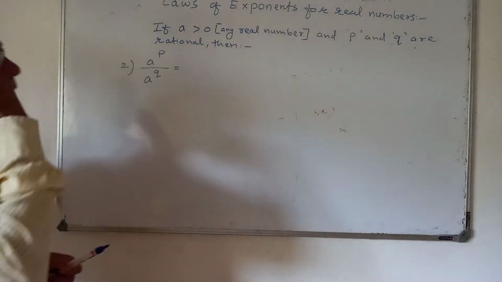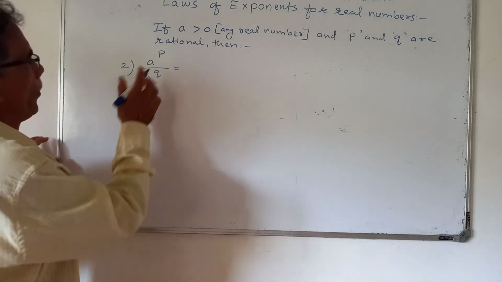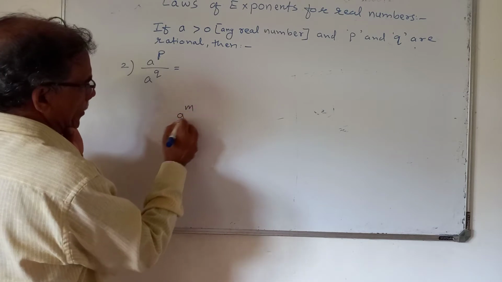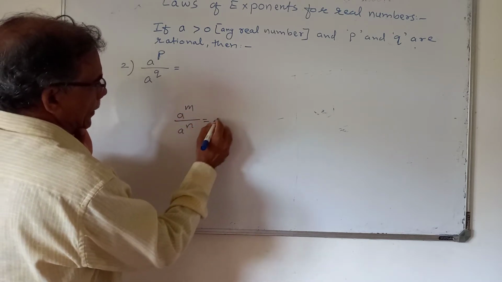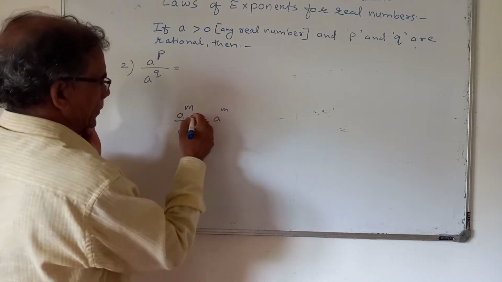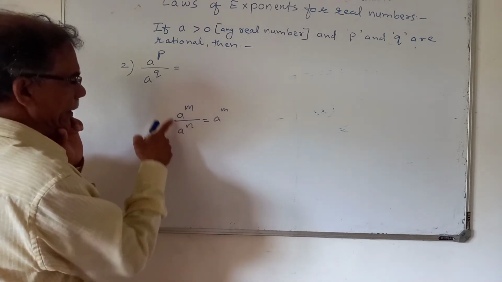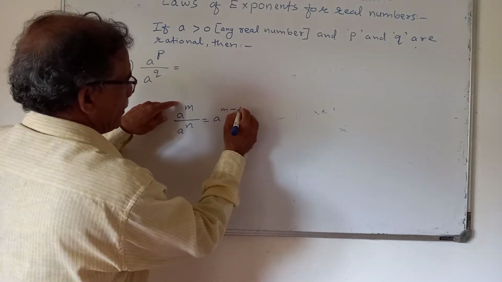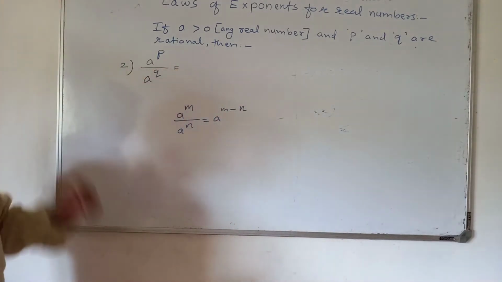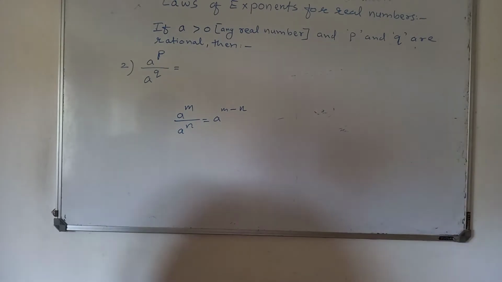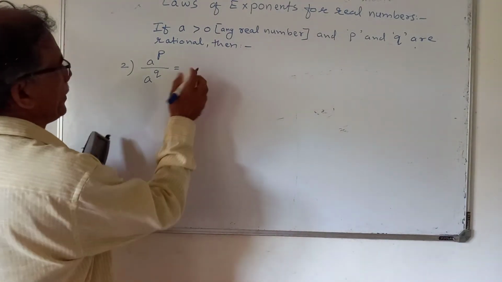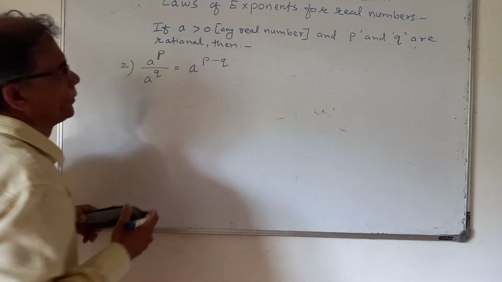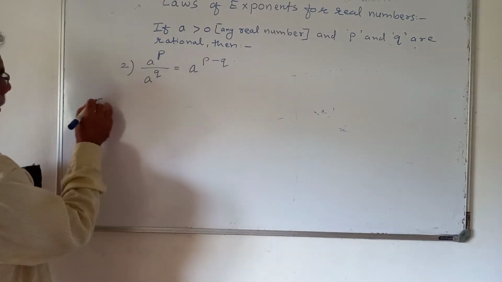Now, laws of exponent. Second, a raised to p upon a raised to q is equal to... now, you studied last year, a raised to m upon a raised to n. What are we writing? A raised to m, and it is a division, bases are same, exponents are different, then it is m minus n, exponent of numerator minus exponent of denominator. Like that, here it is a raised to p minus q. Now I will give you an example.